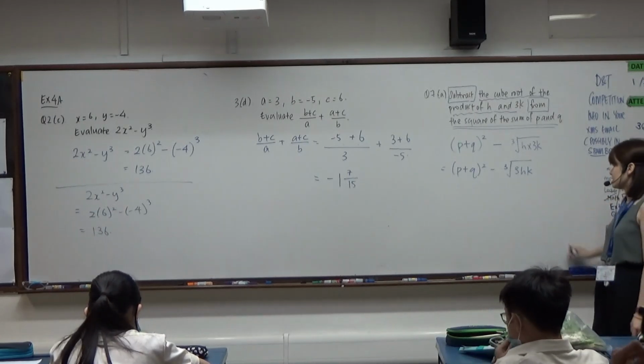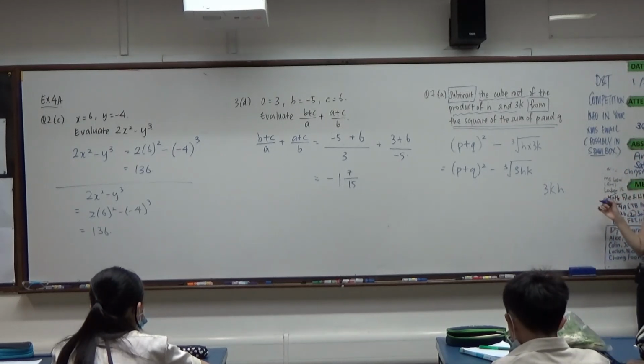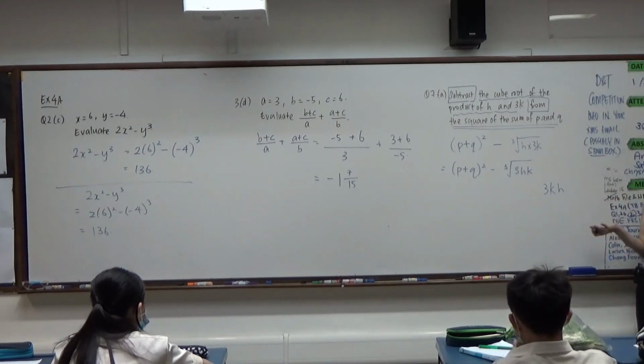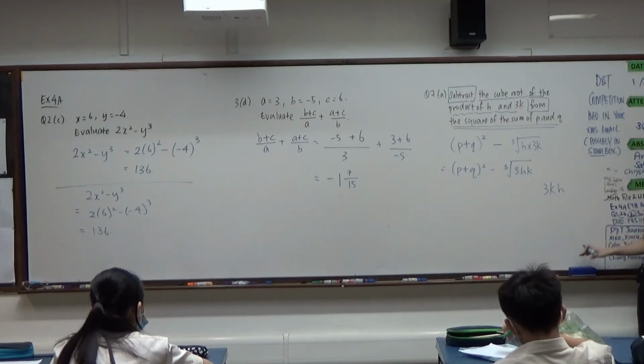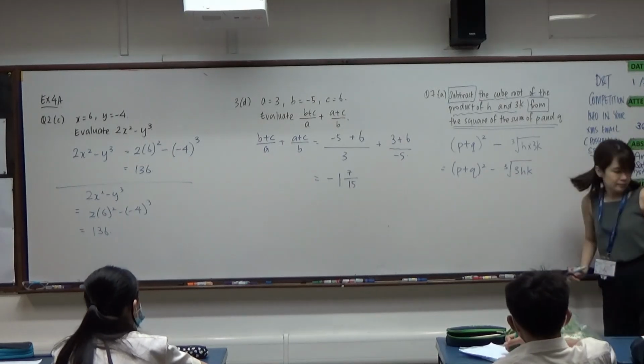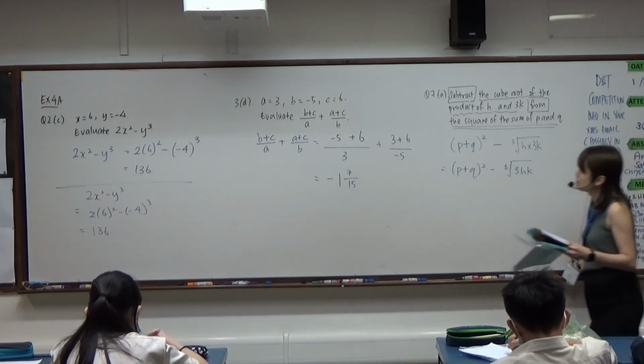What about 3KH? Can we write 3KH? What do you think? Okay. Today we can write 3KH, not an issue. Just that usually we like to put this in alphabetical order. But nothing wrong if you don't put it in alphabetical order. Okay? So that's for 7A. Okay, so 7B.